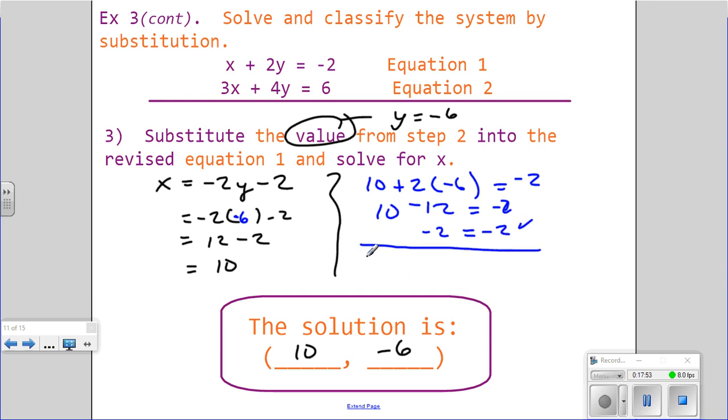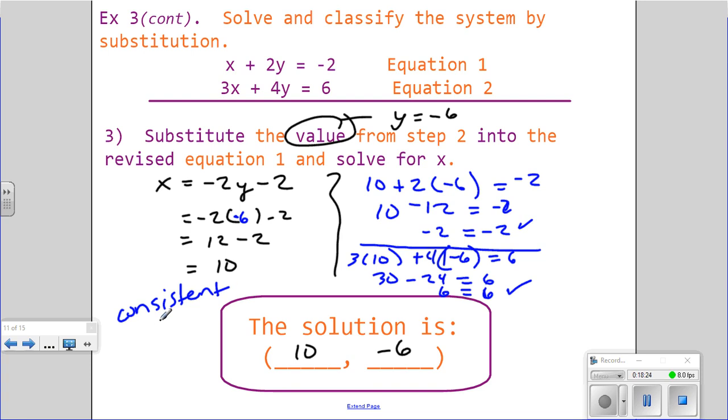Check it with equation 2. So 3 times 10 plus 4 times -6 should equal 6. 3 times 10 is 30. 4 times -6 is -24. 30 minus 24 is 6. Yes, it works. So that is definitely my solution, (10, -6). And since it only has one solution, we would say this system is consistent and independent.